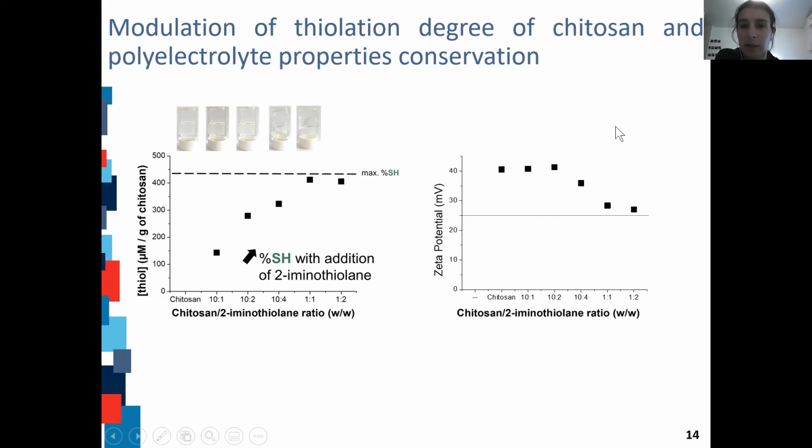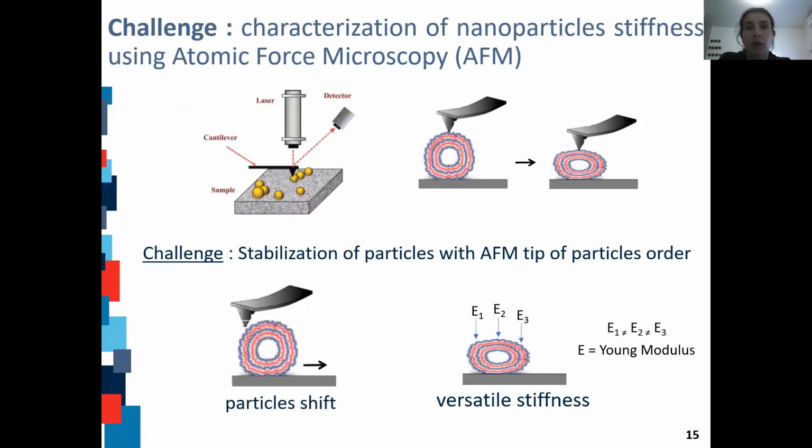On the other side, there is the zeta potential. This zeta potential is actually decreasing with the modification, which was unexpected at the beginning. But nevertheless, the zeta potential that we have is good enough to conserve polyelectrolyte properties and to do the multi-layer assembly. So the next step was to characterize the mechanical properties by atomic force microscopy. AFM is a technique that can be used to determine the topography of a surface, but also the mechanical properties.